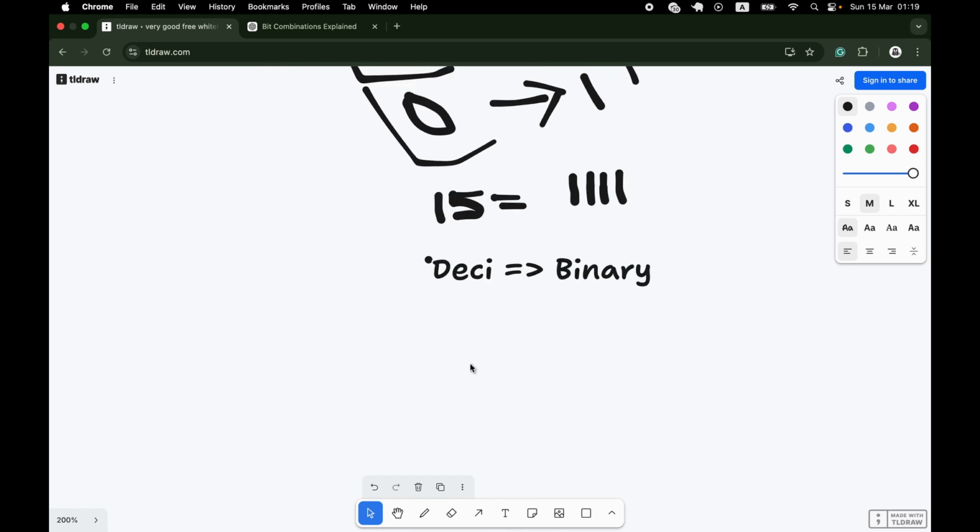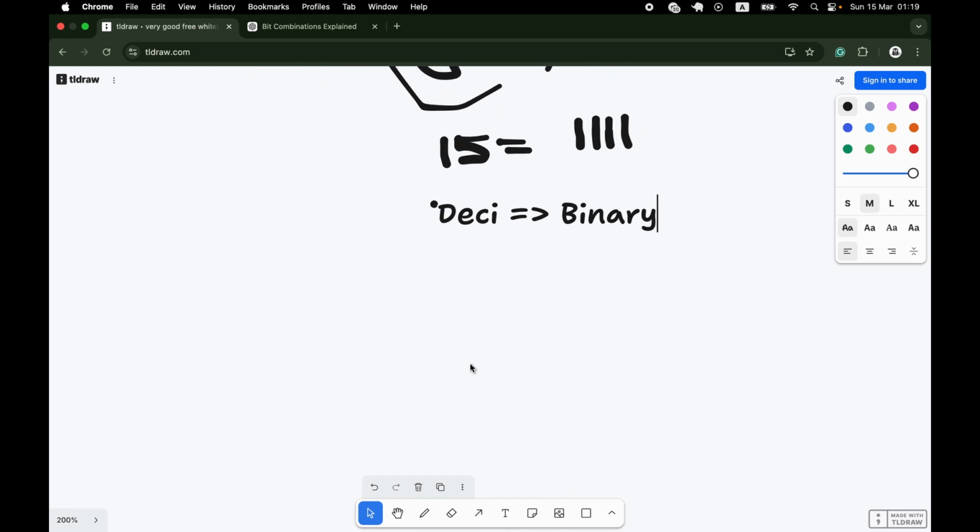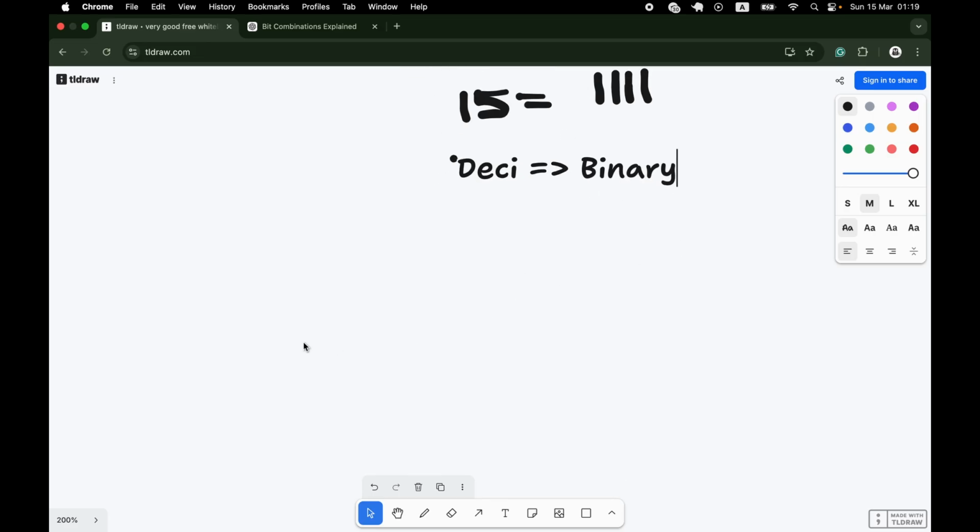I think so. So how about changing from binary codes to decimal numbers? Okay, we will change again this one, 1 1 1 1 in base 2. How are we gonna change it? So as I said before, the same plan applies here.